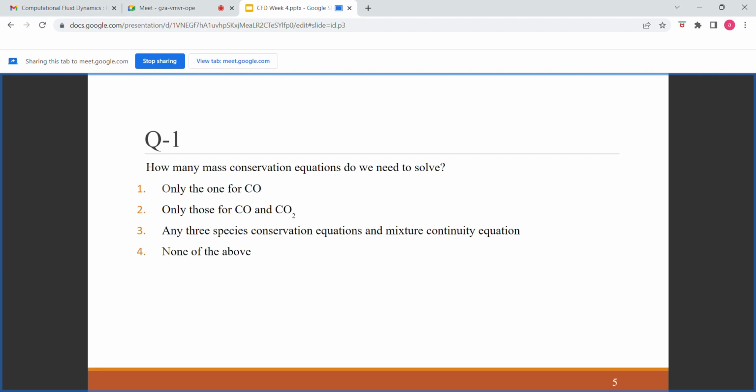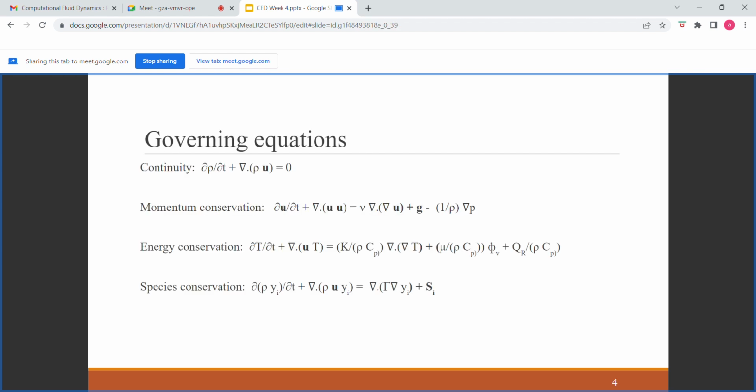So how many mass conservation equations do we need to solve? We'll go back and see what governing equations were present. The first one is the continuity equation. This is the mass conservation equation, this is the momentum conservation equation, this is the energy conservation equation, and this is the species conservation equation. This gamma is nothing but the diffusivity term. So we have one continuity equation and the species conservation equations that come under mass conservation.